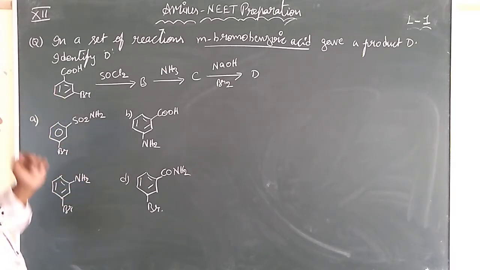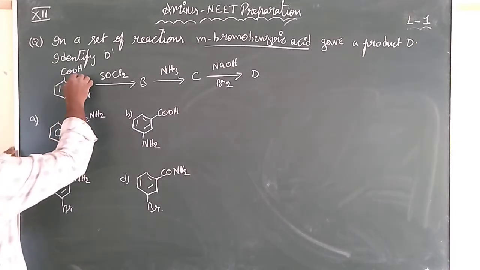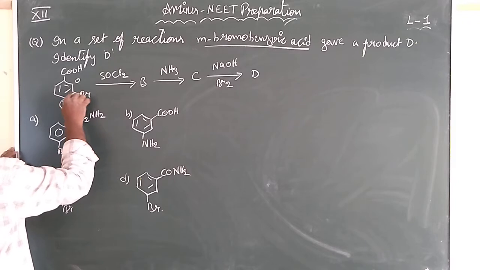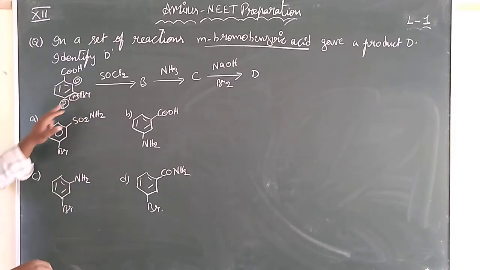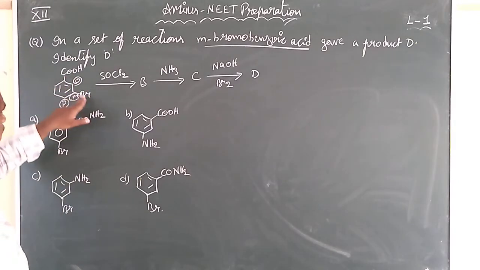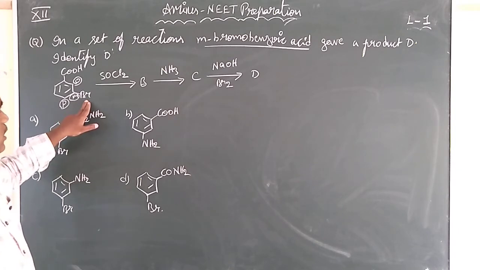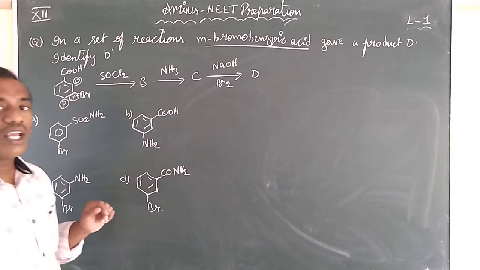What is the formula of meta-bromobenzoic acid? Already we had mentioned this one. It is ortho, meta, para. We know the positions. At the meta position to the benzoic acid, bromine is there. Hence it is called meta-bromobenzoic acid. It is initially reacted with thionyl chloride.